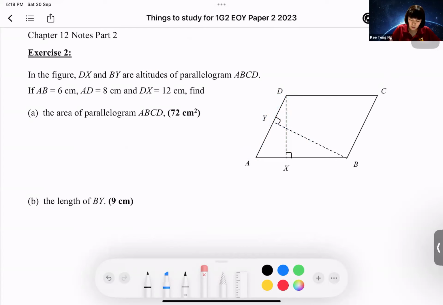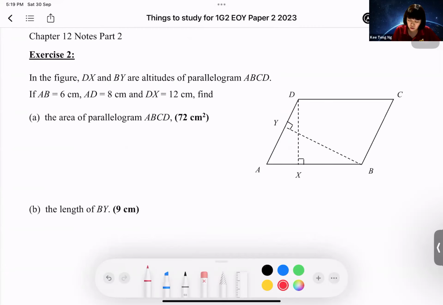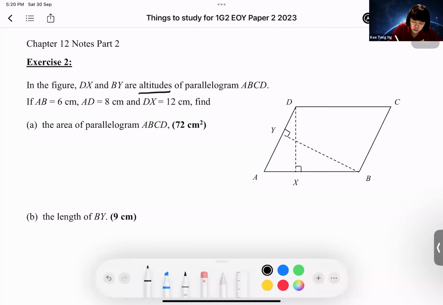Now, first part of the question says, DX and BY are altitudes of the parallelogram. What is the meaning of the word altitude? Altitude actually means height. All right, the perpendicular height, the height of the parallelogram. So you have DX and BY. So firstly, let's look at different measurements. AB is 6 cm. So AB is here. Now if AB is base, I'll need a pair of perpendicular height.